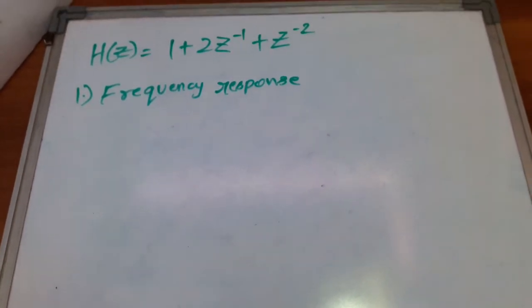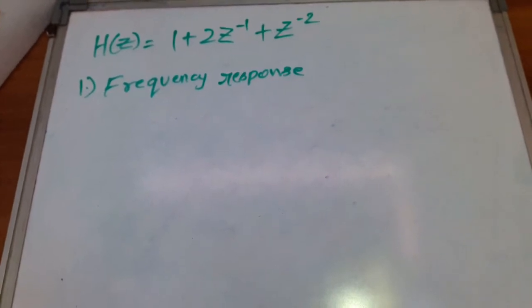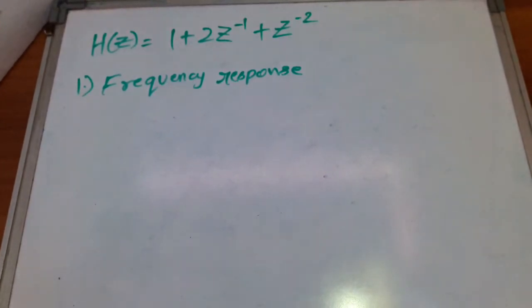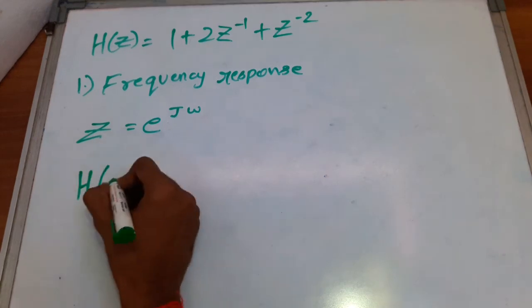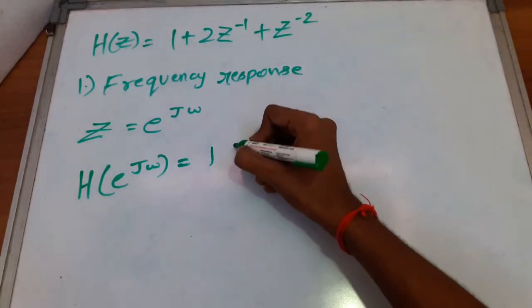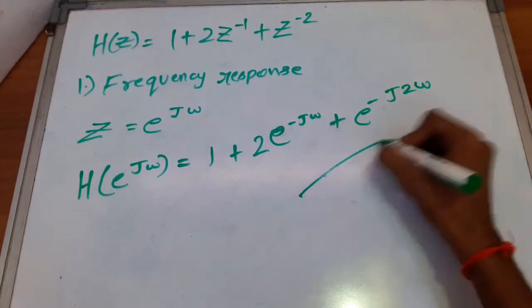So the next step is finding out the frequency response of the system. This is very easy to do. We just have to replace the z terms with e raised to j omega. This is how we get the frequency response of the system. So guys, this is how we find the frequency response of a system that has been freshly converted into frequency domain.